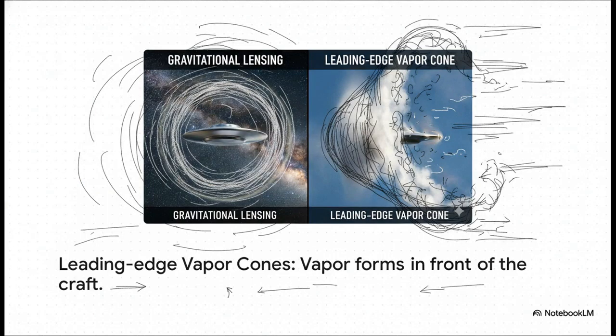Number 7 is just fascinating. It's called leading-edge vapor cones. So, you know how a jet creates a vapor trail behind it because it's pushing air out of the way? Well, some UAPs have been seen with a cone of vapor forming in front of them. The theory is that some kind of propulsion field is compressing space ahead of the craft, which causes the moisture in the air to condense. It's the exact opposite of what we expect.